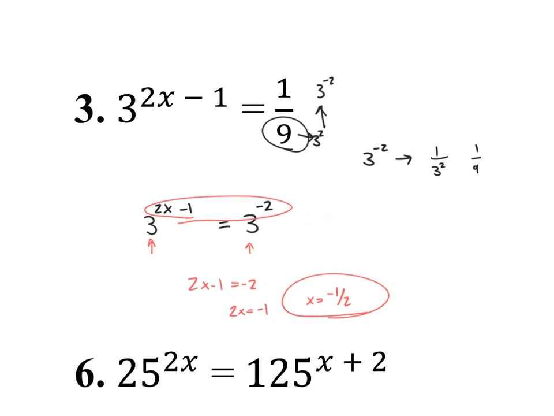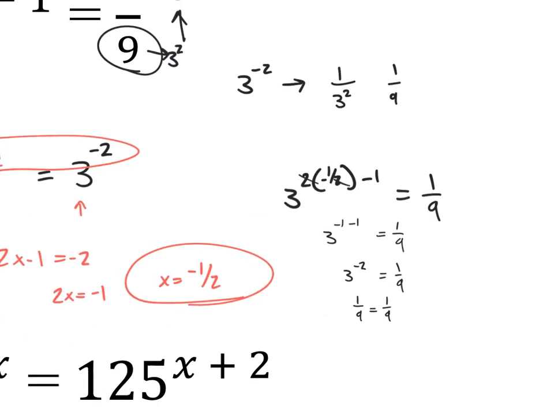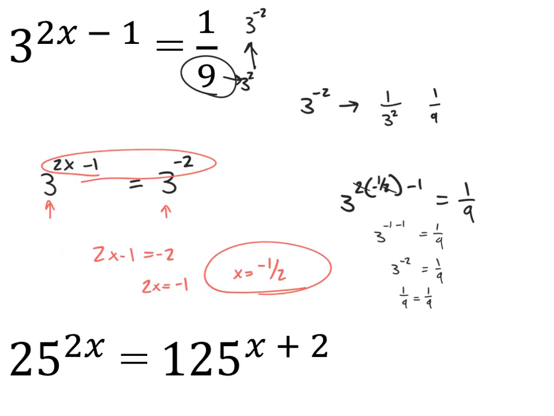And I can show a double check on this one. If I plug in x as negative 1/2, we'll see that it does in fact come out to 1/9. This 2 and this 2 would cancel out, so I'd have negative 1 minus 1. That's 3 to the negative 2, which is 1/9, is equal to 1/9. So these answers do check out. They are valid.